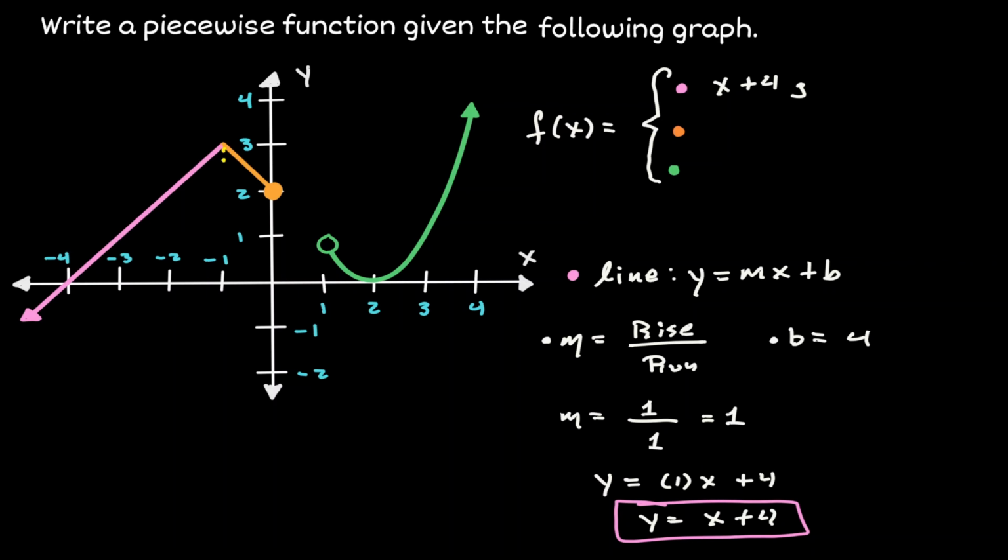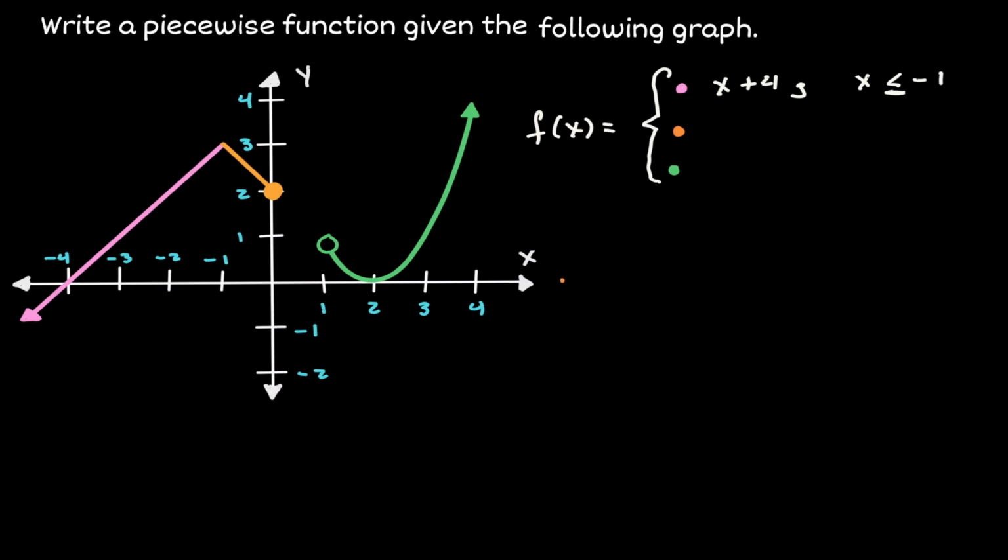Now in our function, notice that we are using those x values that are less than -1. And at -1, notice that we do not have an open circle, so we need to put an equal sign underneath the inequality. So we are done with the pink section. Now let's move on to the orange one.